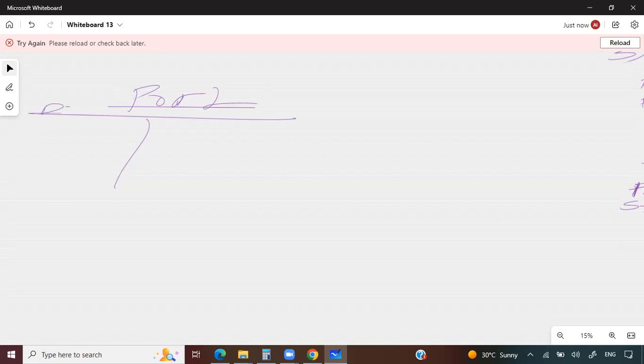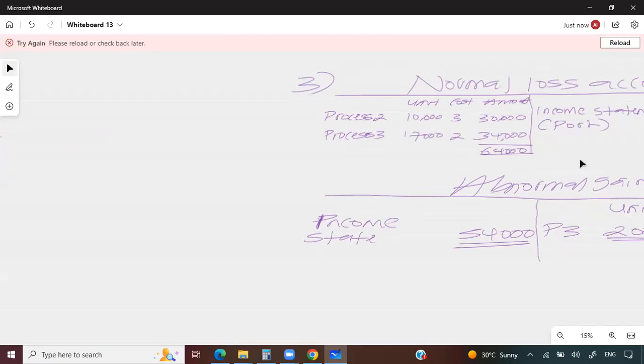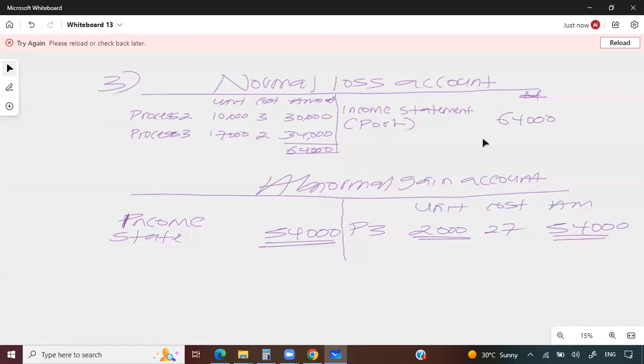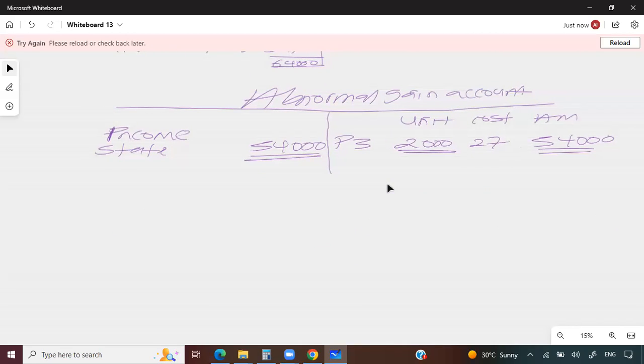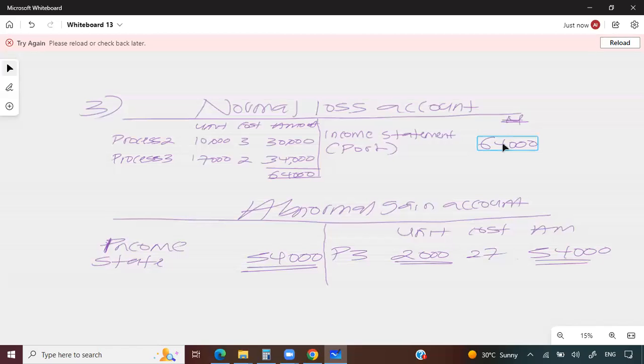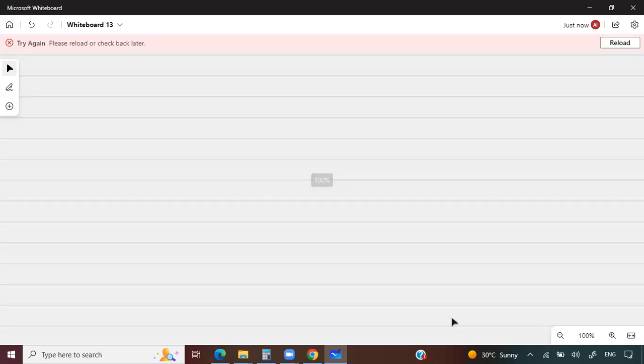So if I say debit the POL, it means that is an expense. If I say credit the POL, that means it is income. So by you saying normal loss, credit the POL, it shows that it is an expense. And here now you are saying POL, meaning that when you open the income statement, this 54,000 naira will be on the credit side. If you open the POL, this 64,000 will be on the debit side, the corresponding entry, which signifies that it is an expense.